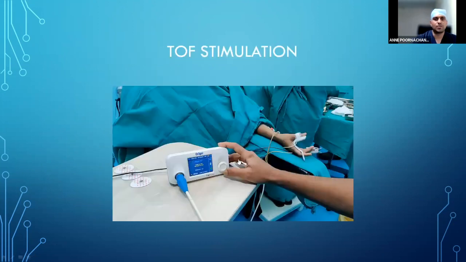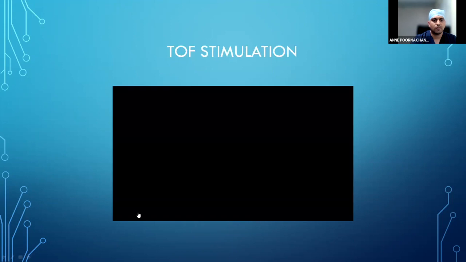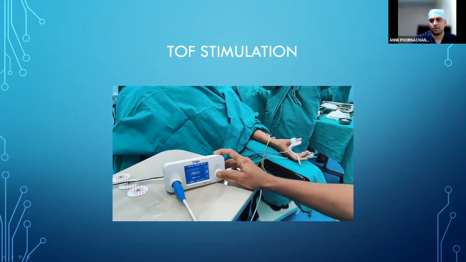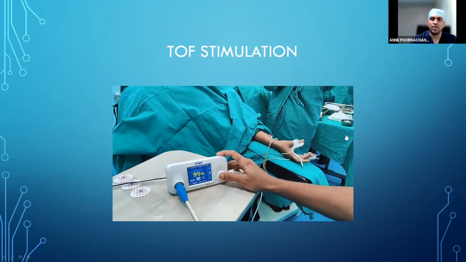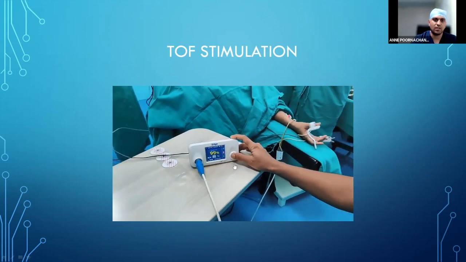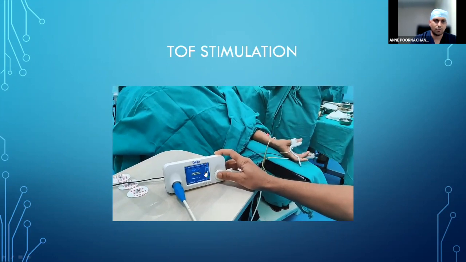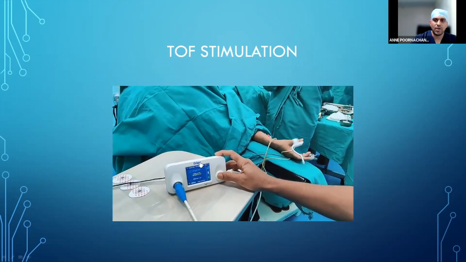This is a small clip showing TOF stimulation. Here, four supramaximal stimuli are delivered at 2 Hz frequency. Visually, we can see all the four responses were equal. The monitor also displayed 99%. This is an acceleromyograph machine.